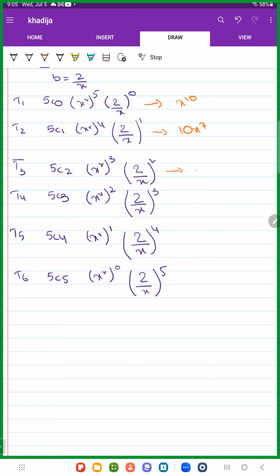The third one will be 40x to the power of 4, right? Yes. Tell me the fourth and the fifth and the sixth one.